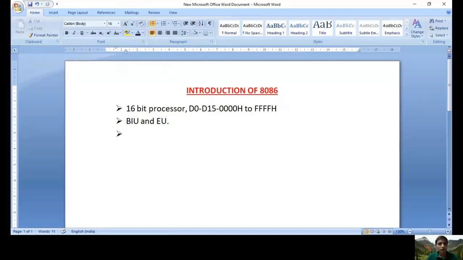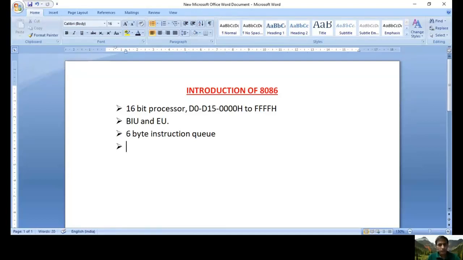Then the 8086 contains a 6-byte instruction queue. So 8086 can hold a maximum of 6 bytes of instructions, and because it is a queue, it is a FIFO, first in first out. Which instruction enters the queue first, that instruction will execute first, then the other instructions, like that. The maximum size of the instruction queue is 6 bytes.